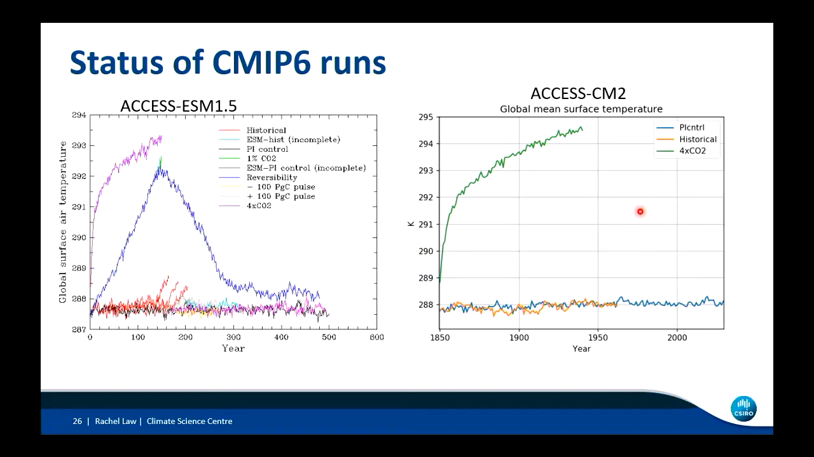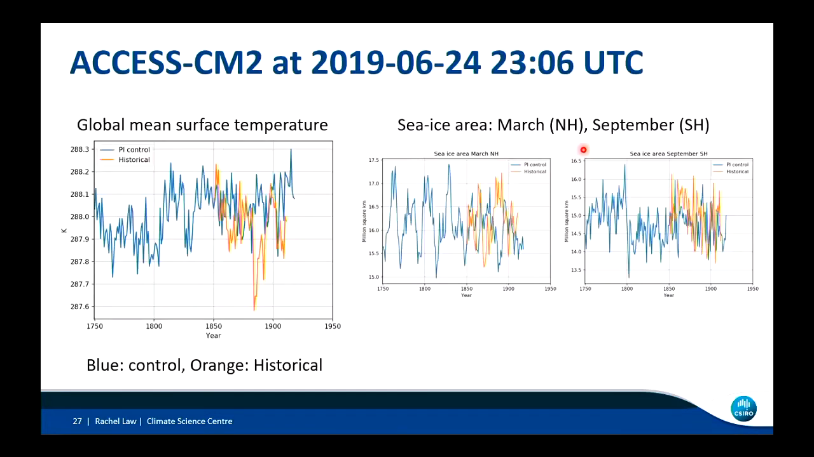We don't think it'll affect the climate, but we'll probably end up rerunning these anyway. For the CM2, the initial focus was on the control, the historical, and the 4 times CO2. We got to this point in the run and found a bug. I'm going to talk about that in a minute. So that's as far as we got before we stopped those runs. Where we're at as of yesterday morning, 4x CO2 is running but not shown.